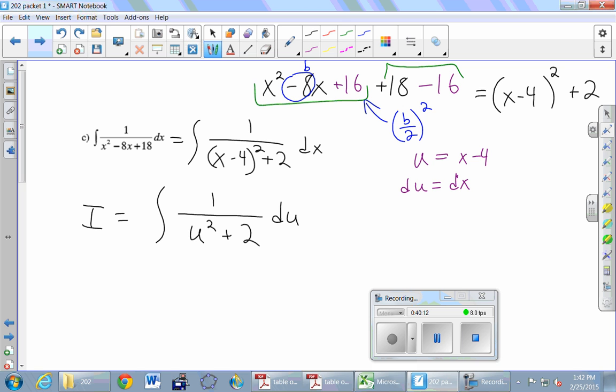And now, fortunately, it looks just like 24. 24 is supposed to be 1 over the variable squared plus a number squared. That 2 is what number squared? Square root of 2. So maybe I'll just erase it and write it the way I'm thinking of it so that it looks like the formula. It's the square root of 2 squared. Okay, so now we're doing formula 24.